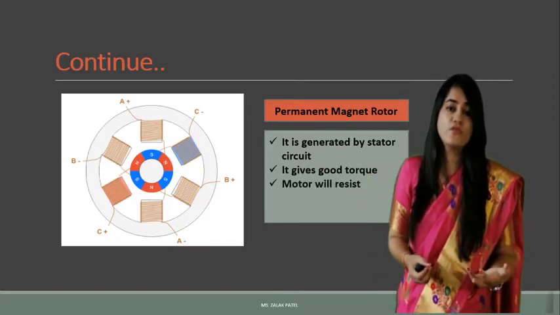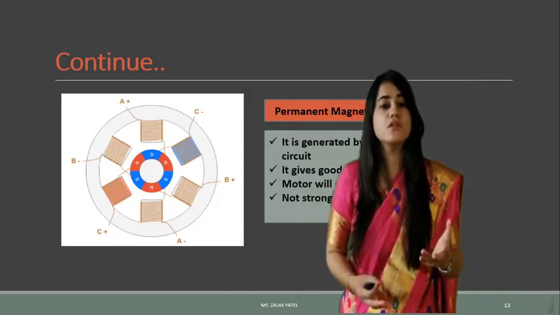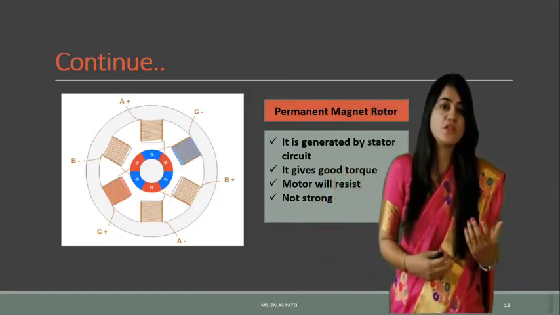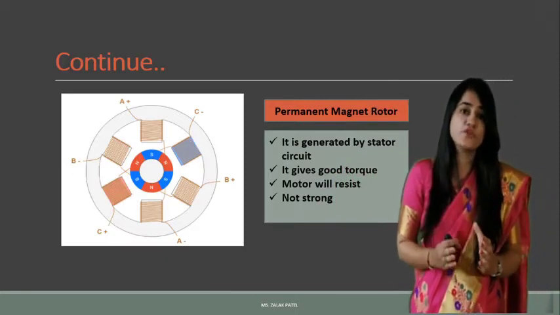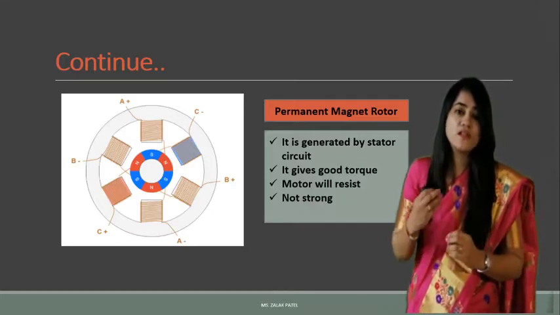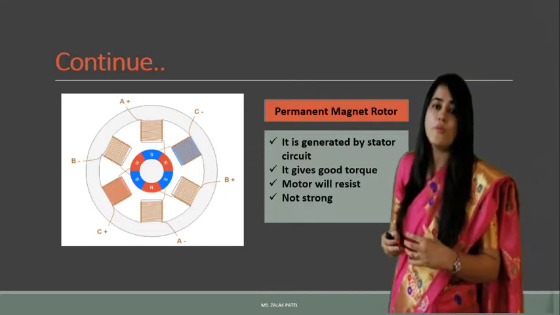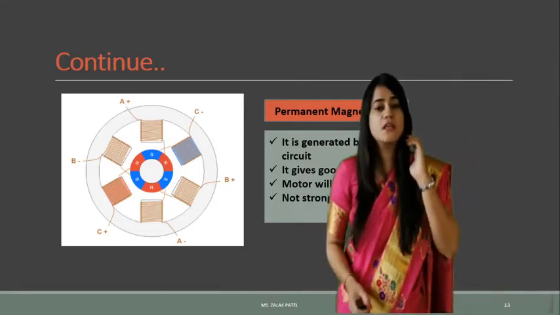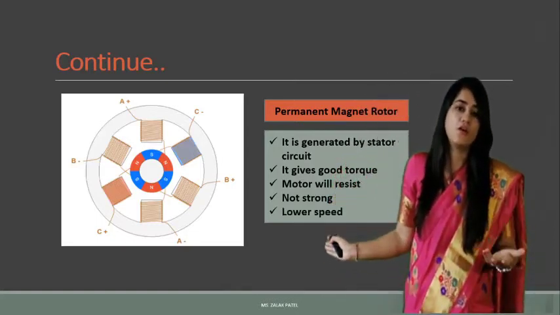By the amount of good torque, the motor will resist, but that resistance is not so strong, so speed can be somewhat at a minimum level, because it gives a good amount of torque, but for that particular torque the motor will resist that operation. If the motor resists that operation, that movement is not that strong, so it affects the speed of the complete motor. So that's why here it offers the lower speed.